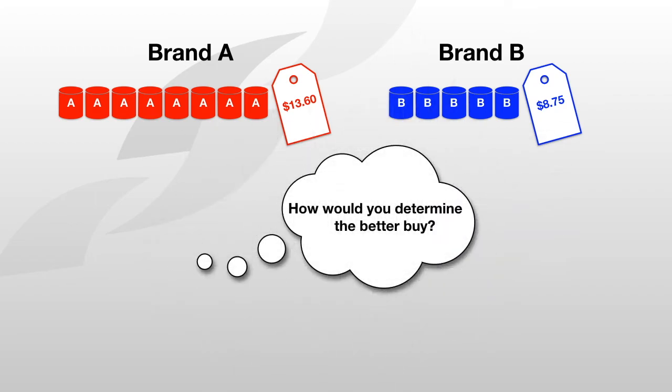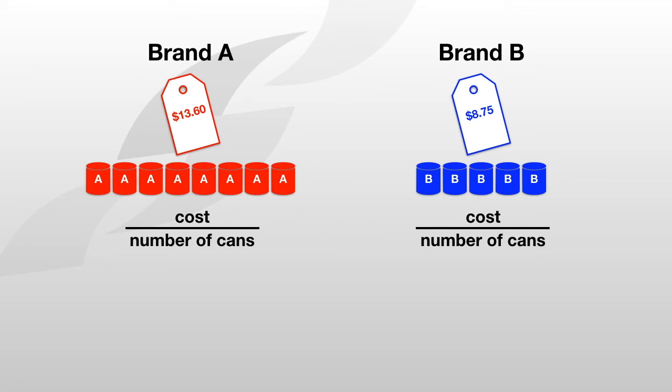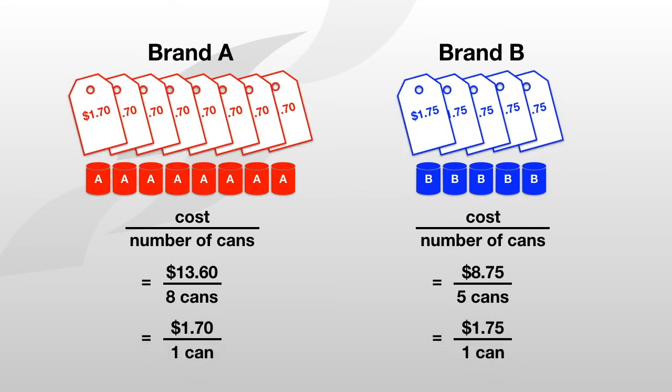How would you determine the better buy? Can you figure this out in more than one way? One strategy is to divide the cost by the number of cans for each brand. Brand A costs $1.70 per can. Brand B costs $1.75 per can. Brand A is the better buy.